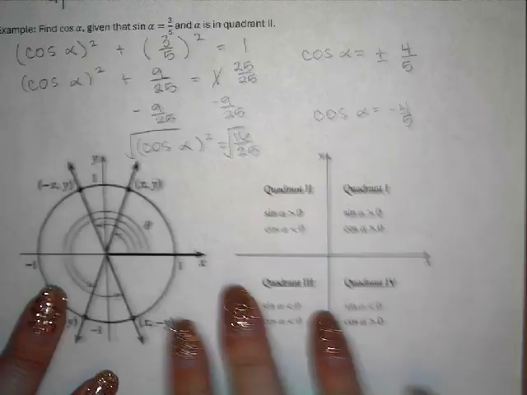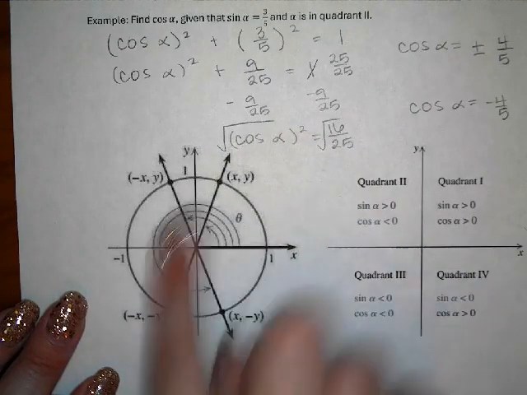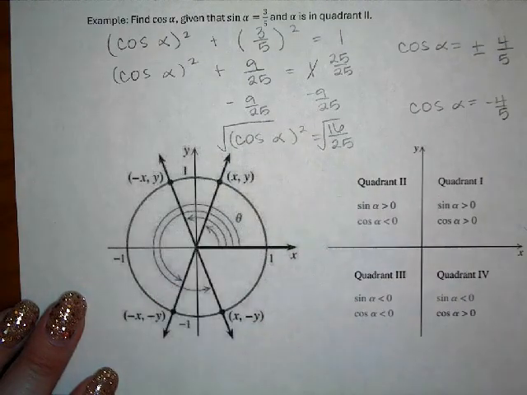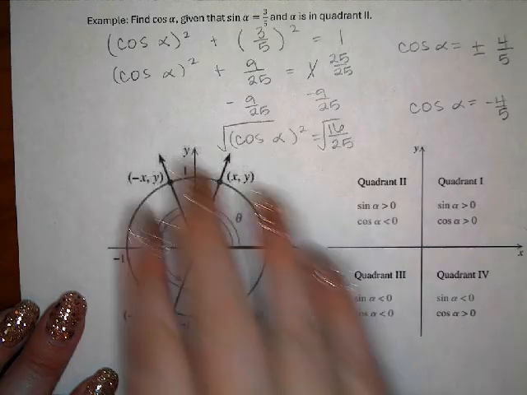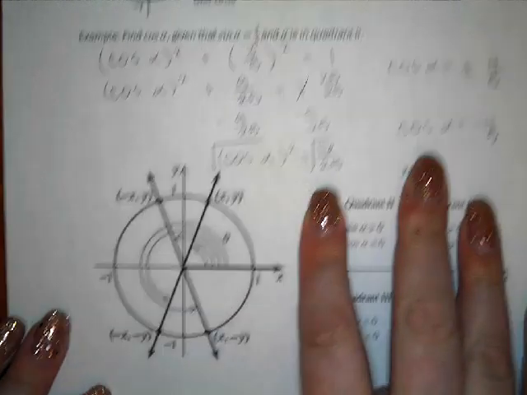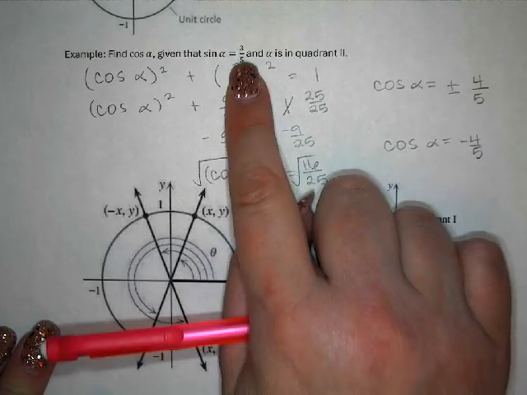So if you did not do the problem this way, the other way you could do the problem is by drawing a picture of a triangle and doing the Pythagorean theorem to find the missing side and solving it that way.